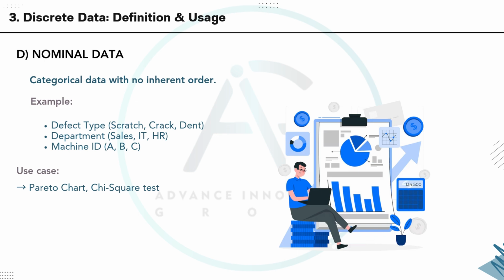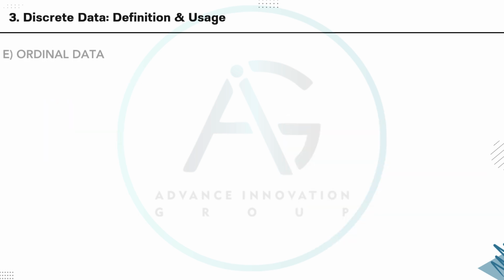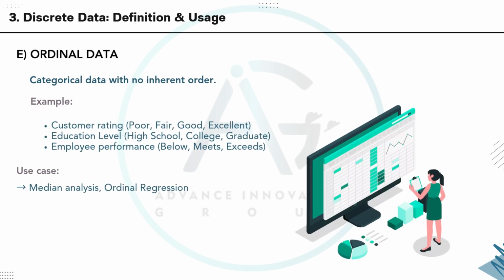Just identifiers, not ranks. Use cases. This type of data is great for Pareto charts, where we see the frequency of categories to identify the vital few. Also used in chi-square tests to analyze whether observed frequencies differ from expected frequencies. Now, let's look at the final category of discrete data.